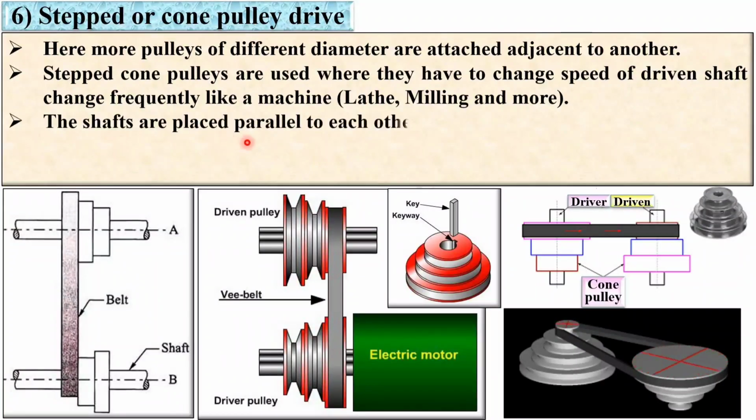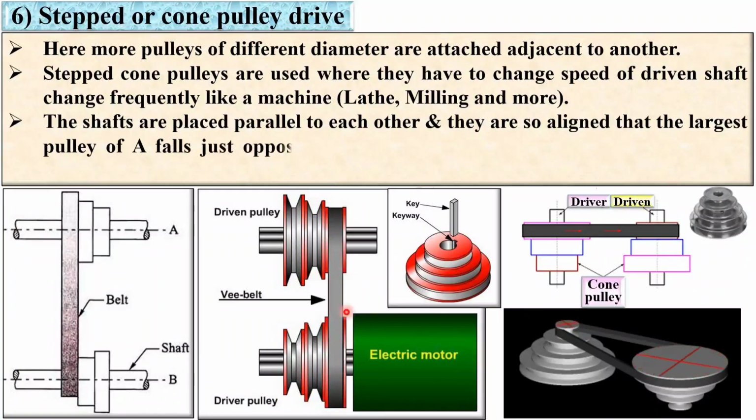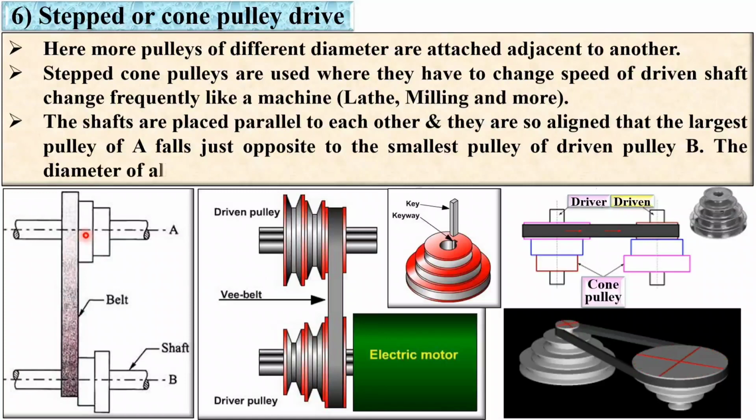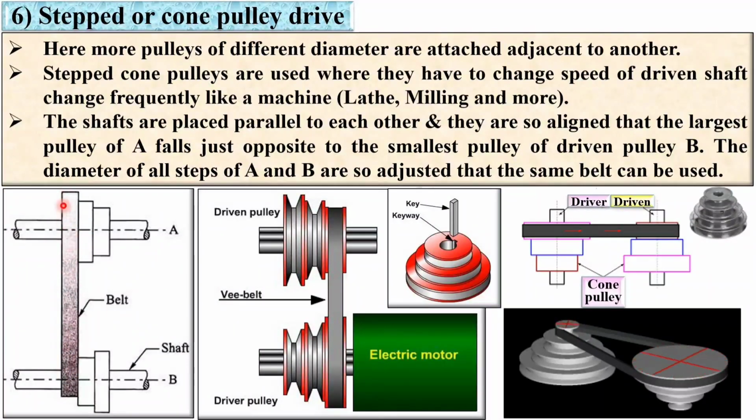The shafts are placed parallel to each other. Here you can see both the shafts are parallel to each other and they are so aligned that the largest pulley of A, in this figure also, falls just opposite to the smallest pulley of B. The diameters of all steps of A and B are so adjusted that the same belt can be used.